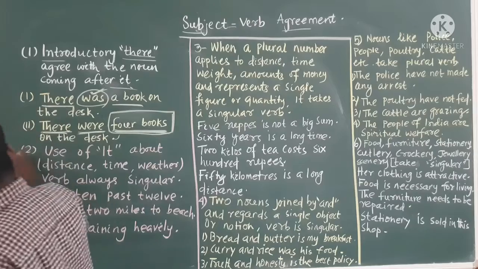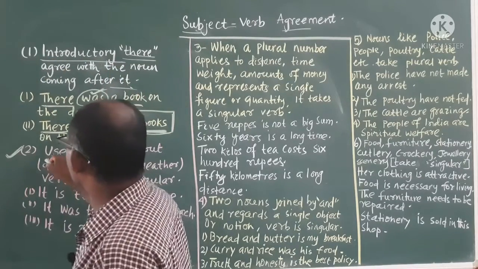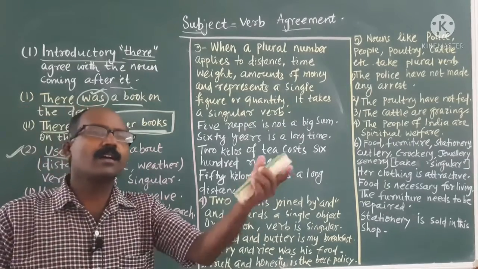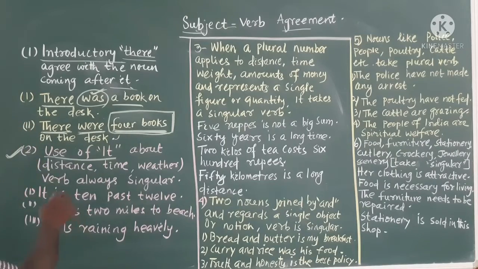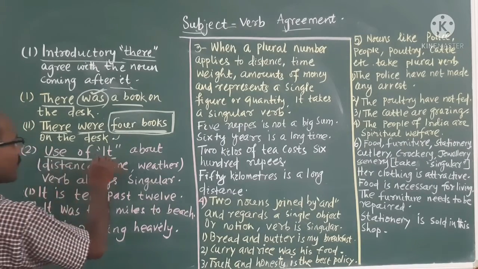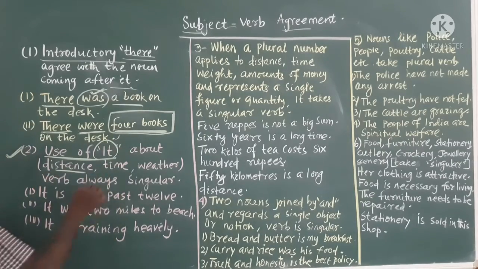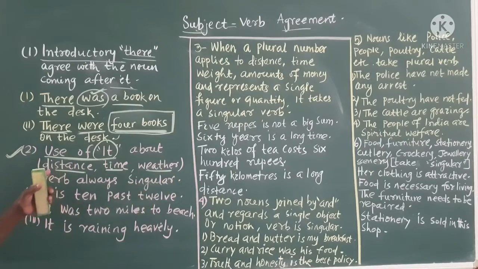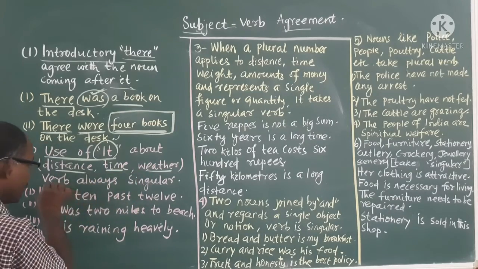Then come to number two. We saw introductory there. Now come to introductory it. Sometimes we use it is. It is a bag, like that. It is introductory. But when we use it to talk about distance, time, or weather, please remember, the verb will always be singular.